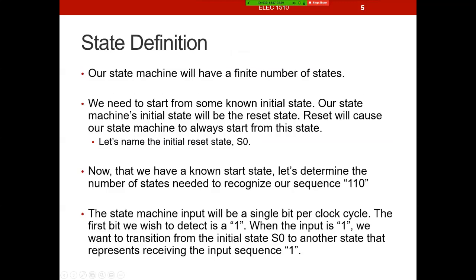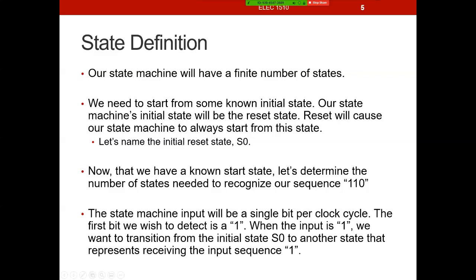We have to define our states. A finite state machine, surprise, surprise, has a finite number of states. We always start from some sort of known initial state. So we can create this initial state. Sometimes we'll call that the reset state. And so if we issue a reset on our state machine, that will always cause us to go back to that initial state.